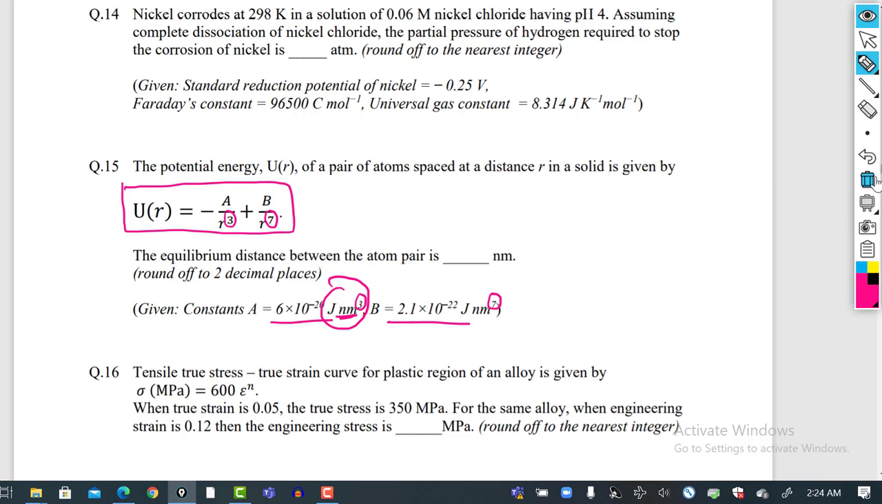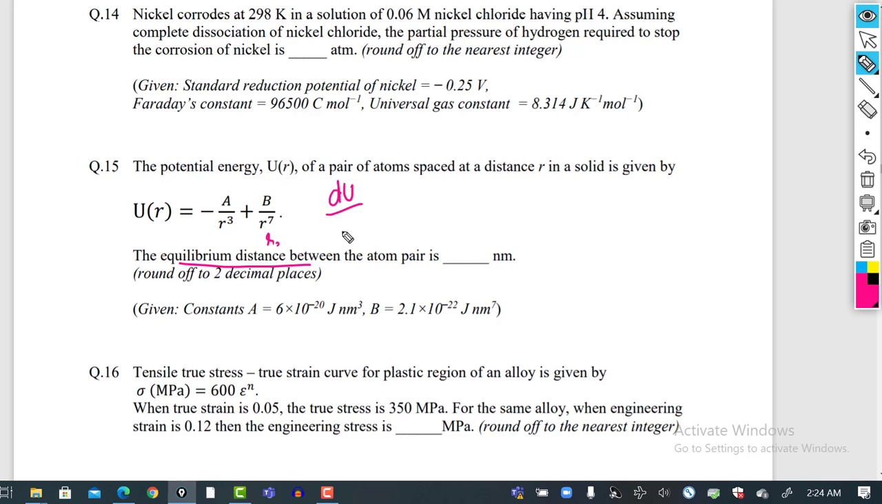Just what you have to do, it is asking for the equilibrium distance, I mean r naught. So what I have already just taught you: put dU by dr equal to 0. That's it. First of all put A and B, because it should be a number, and just differentiate and solve it. You are going to get r naught. So I'm not going to differentiate it, or should I? I don't think so, because you have understood the concept. Just put dU by dr equal to 0.